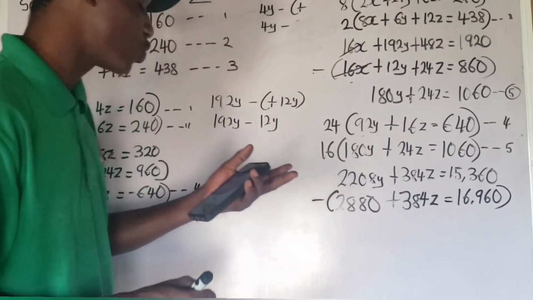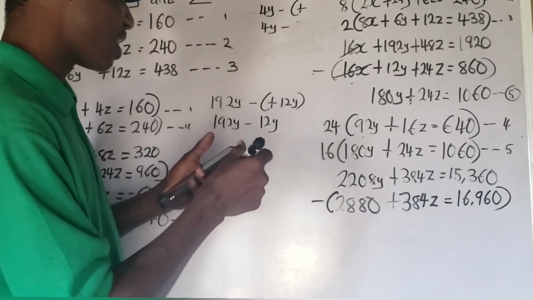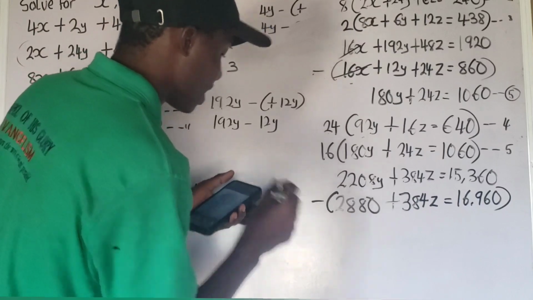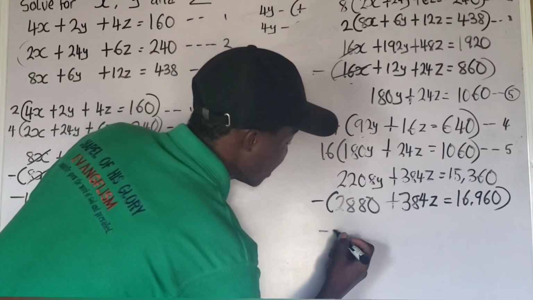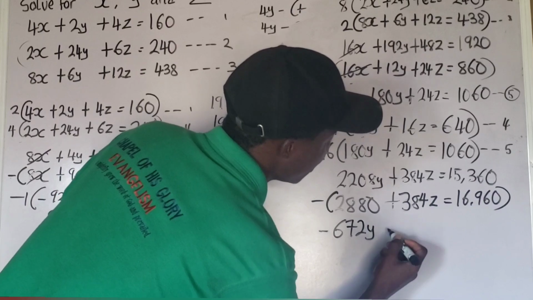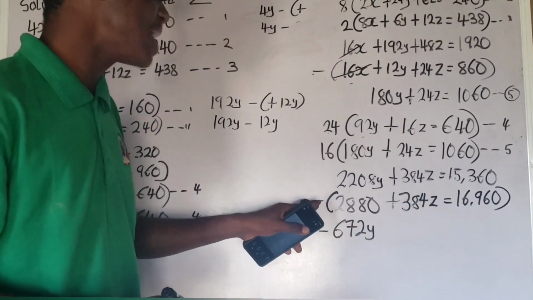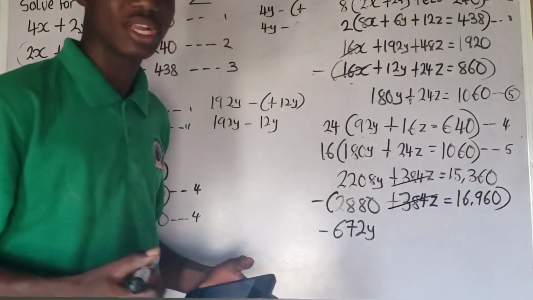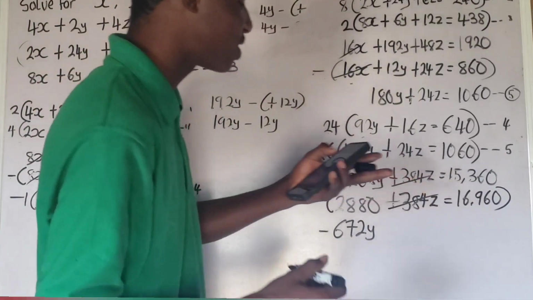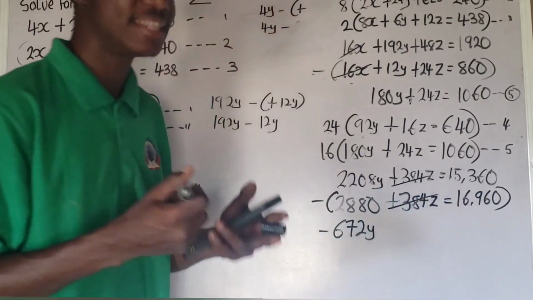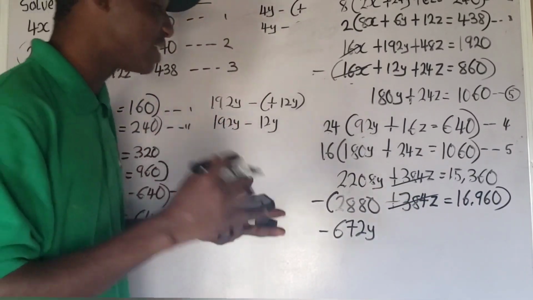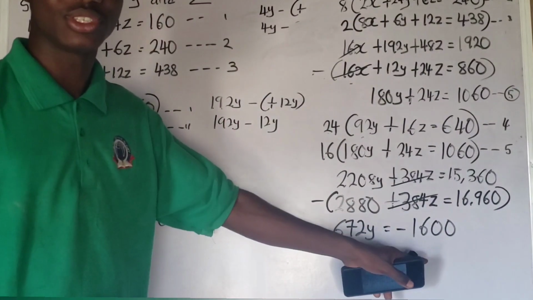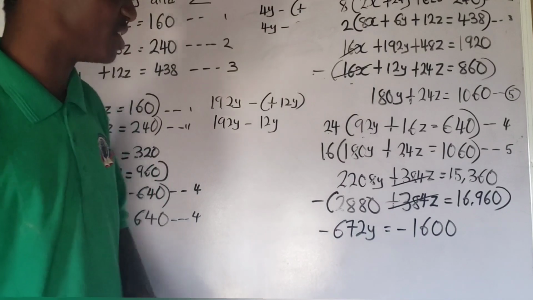Okay? Now, 2,208 minus 2,880, that will give us negative 672. Okay? Negative 672y. Now, 384z minus 384z, that is what? 0. So this is gone. Do you understand? Okay? Now, 15,360 minus 16,960, that is negative 1,600. Negative 1,600. Please, do you understand how I got this? If you didn't understand, pay attention again.